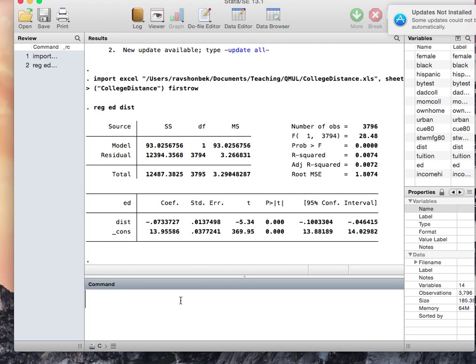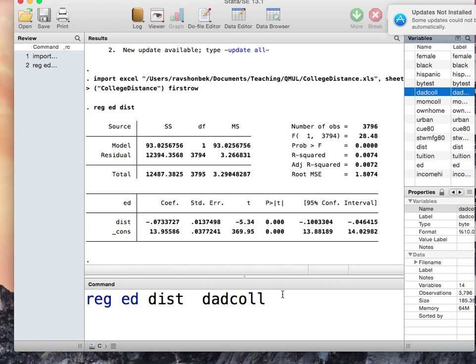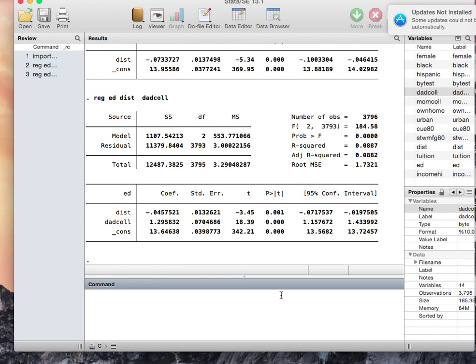So now, distance, I add now that college, so I'll come here, double click, and enter. Done. Right, so let's see what happened to R squared. R squared is higher than before, so that's a good thing.